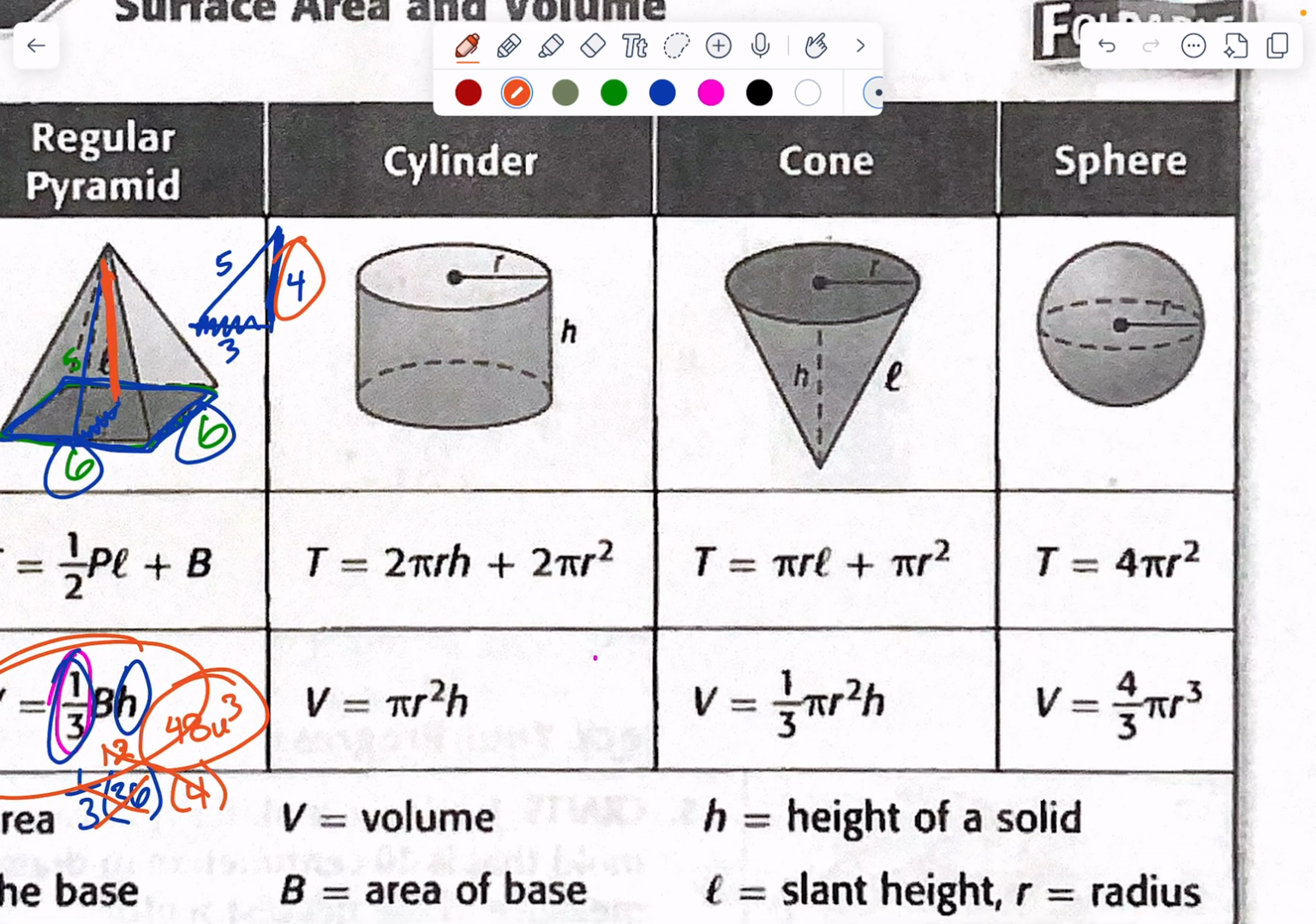Now, it's actually the same thing for a cylinder and a cone. This one is a third of this one. So let's say this cylinder right here has a radius of, I don't know, we'll say 10.